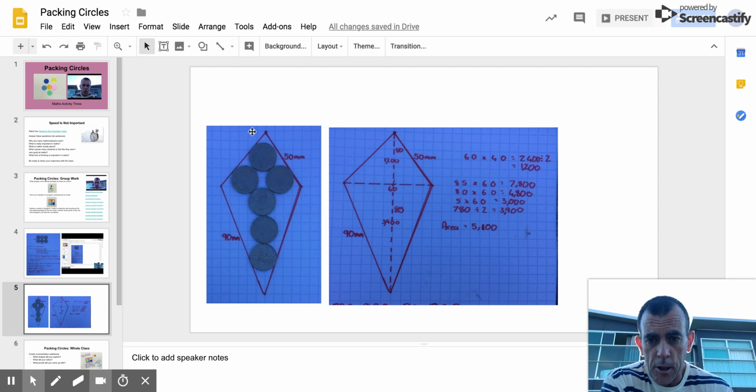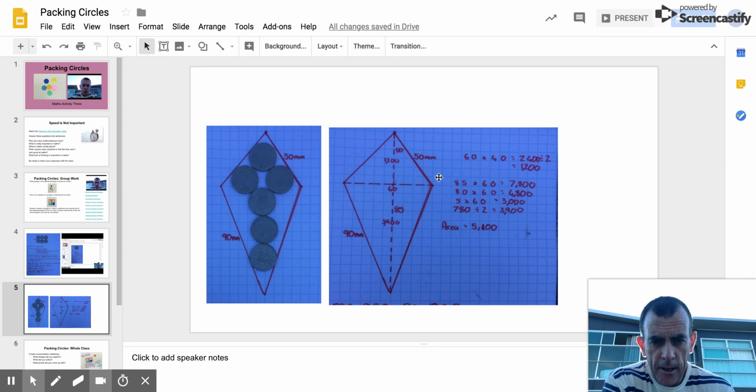The first picture that I put into my work is the picture of the shape with the circles stacked inside it, or packed inside it. That one there is just to prove that I could fit my 6 circles inside my shape. The second picture looks at how I calculated the area of the shape. So this is my proof to show the area is what I say it is.